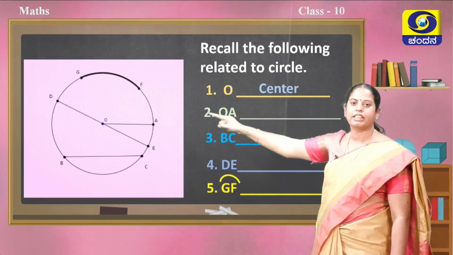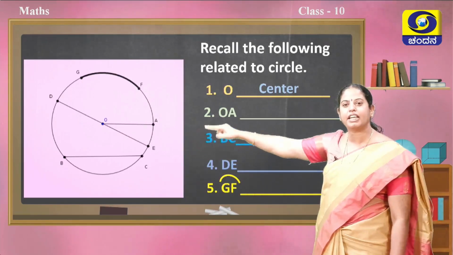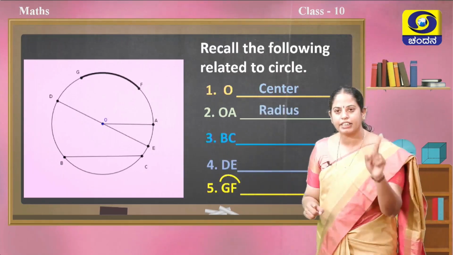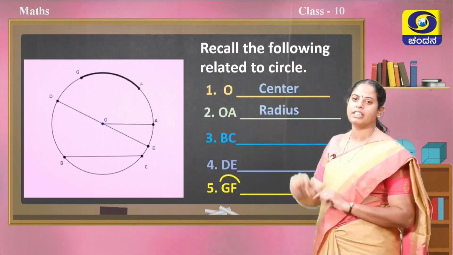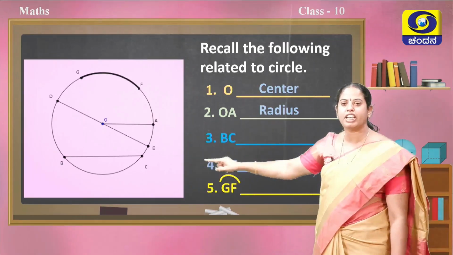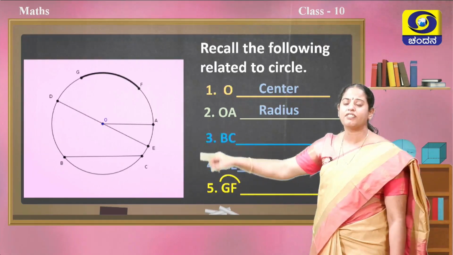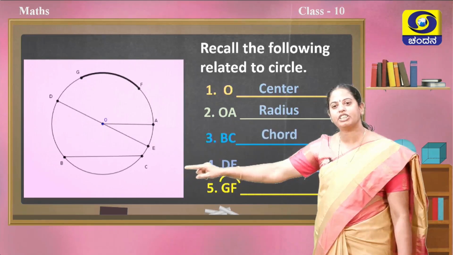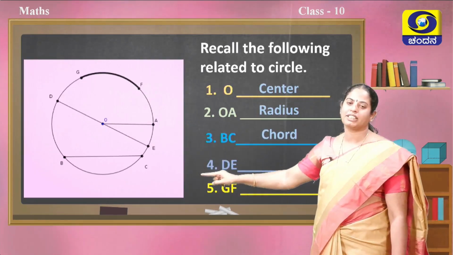Next, OA, the distance between the center and any point on the circle is called, right, the radius of the circle. Next, BC. BC is the distance between any 2 points on the circumference of the circle, or we can call that the line segment joining any 2 points on the circle.